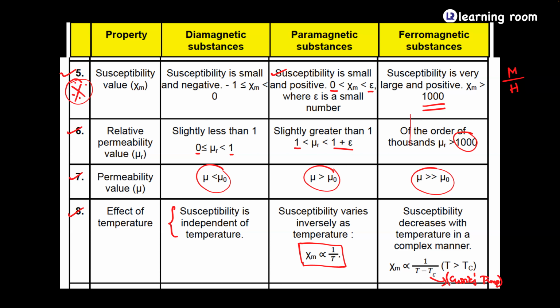Am I clear with that point? See, mostly for CBSE, they will not ask you the mathematical equations. If at all you're writing any competitive exam, these expressions would be important. Okay. Is that clear? So these are the next set of 4 points related to dia, ferro, and para. Okay. Please copy it.